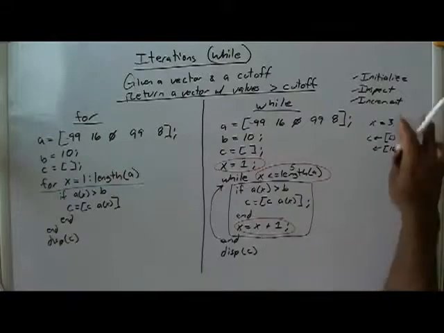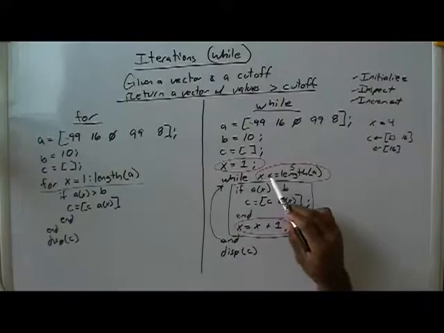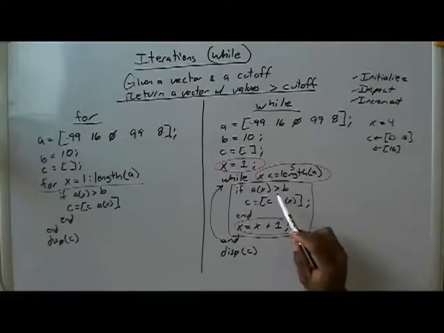So now x is equal to 4. You come back to the top of the loop. Is 4 less than or equal to 5? Yes, it is. So is A indexed at 4 greater than B? So A indexed at 4 is 99. Is that greater than 10?